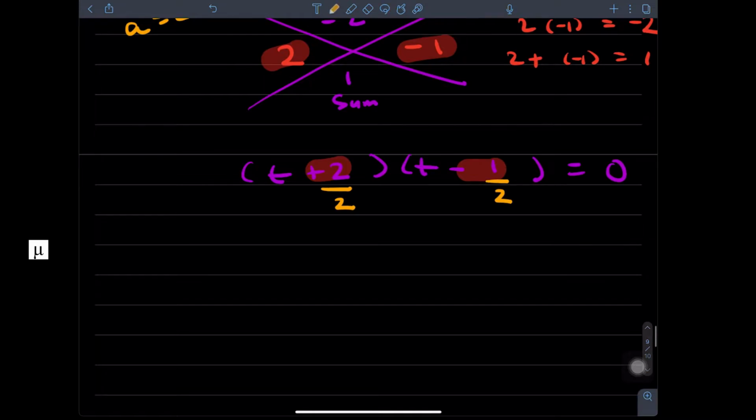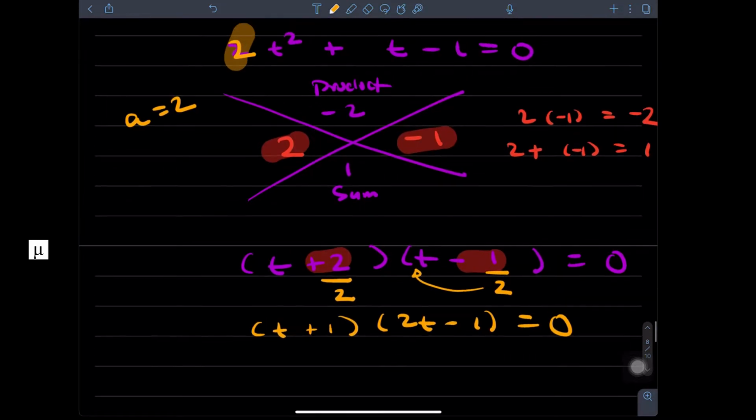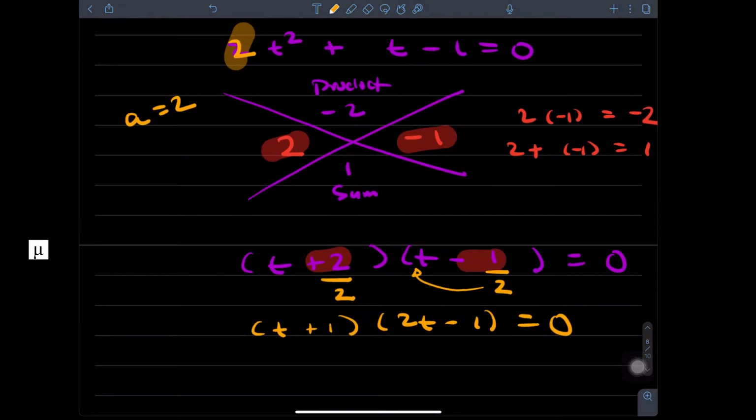So what happens with this now? What do you guys get? You get what? T plus 1. And here's what you do. If you don't get a nice whole number, do you guys know what you do with this? Because 1/2 is not a whole number. Move the 2 here. It's 2t minus 1. It's a pretty nice method, ladies and gentlemen. I like the crisscross method. I really like the crisscross method.